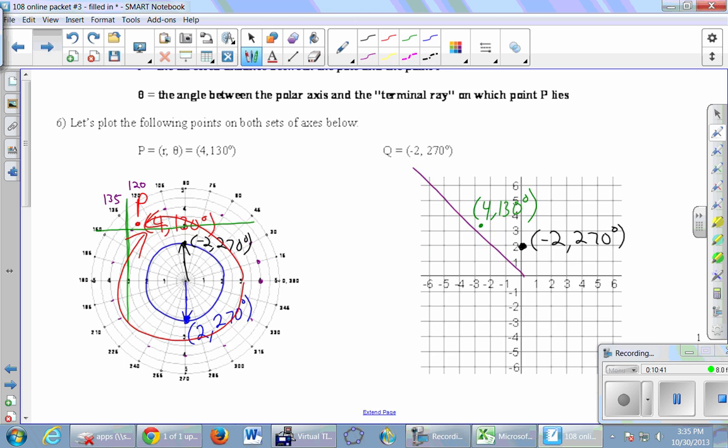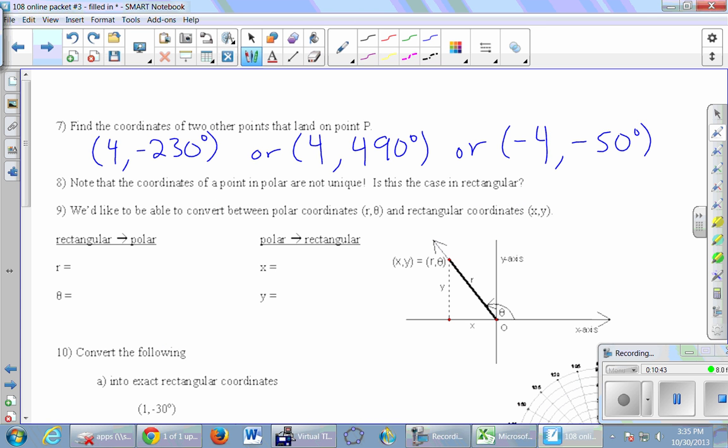That's a far cry from the way things work in polar. You don't just have one other way to describe a given point. There's infinitely many ways. And in fact, there's in some sense like 2 times infinitely many ways to describe a single point. Number 9, I'd like to be able to convert between polar coordinates r theta and rectangular coordinates x, y. So we're going to fill in these formulas, but let's figure them out.